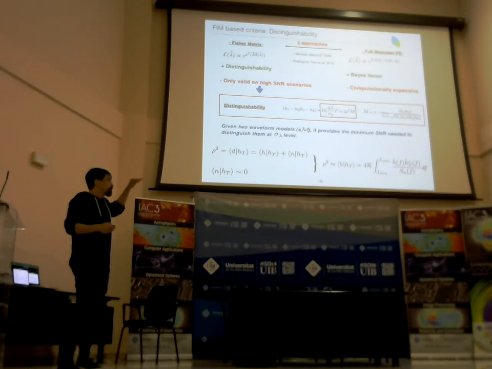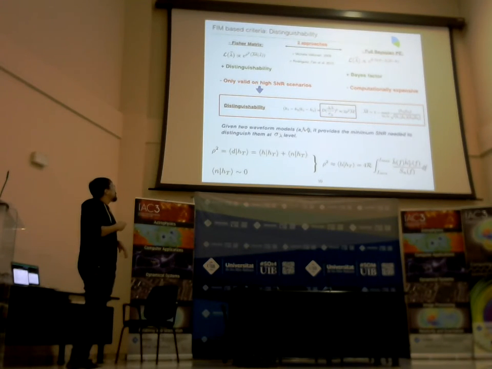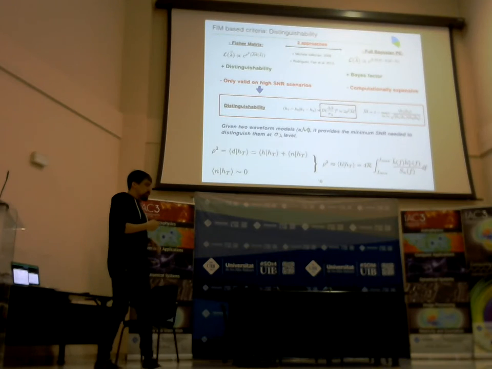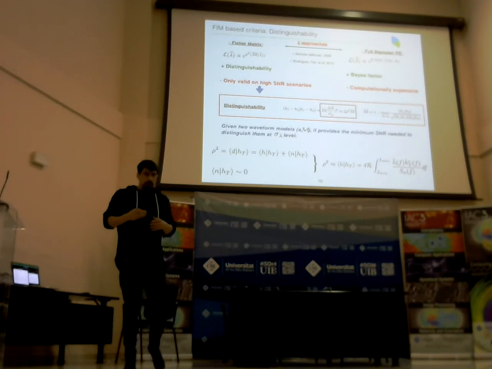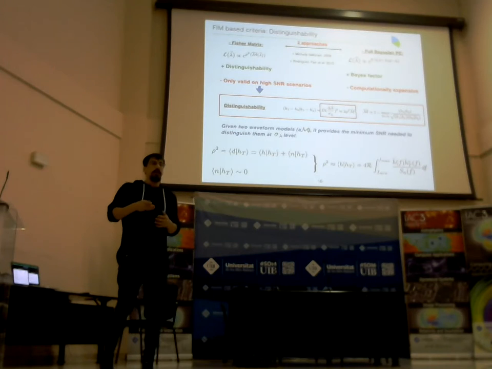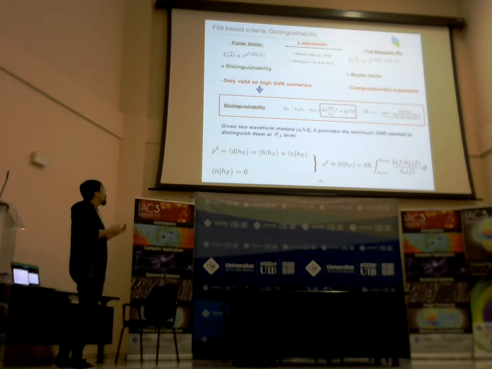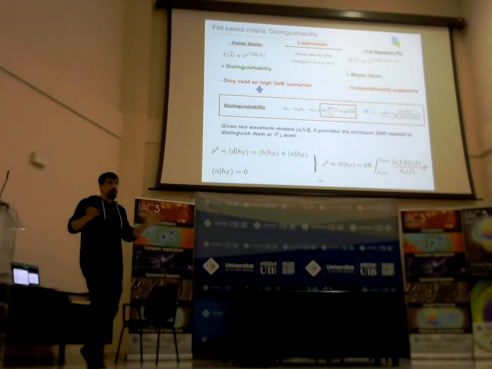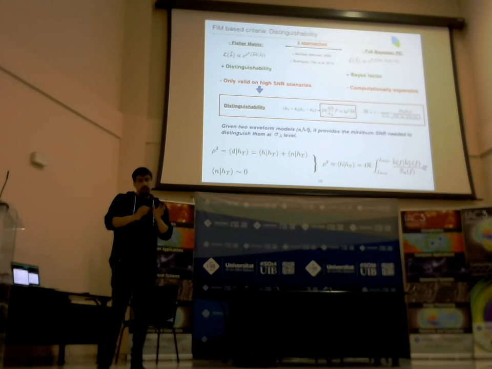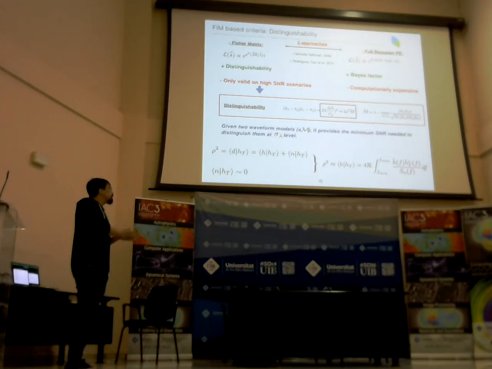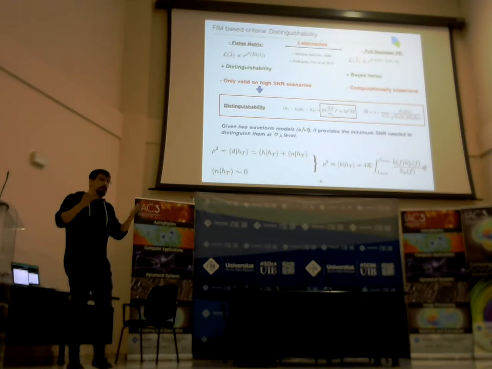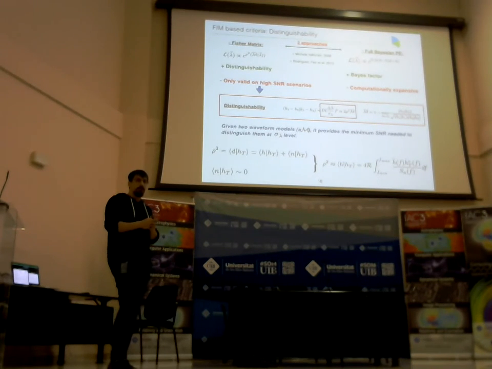In addition, a derivative product of these Fisher matrix arguments are the so-called distinguishability criteria, which are also a nice tool that allows you to differentiate between different waveform models. So, given two waveform models with some given parameters, you can compute a match, and with this given match, you can say more or less what is the minimal SNR needed to distinguish between these two.